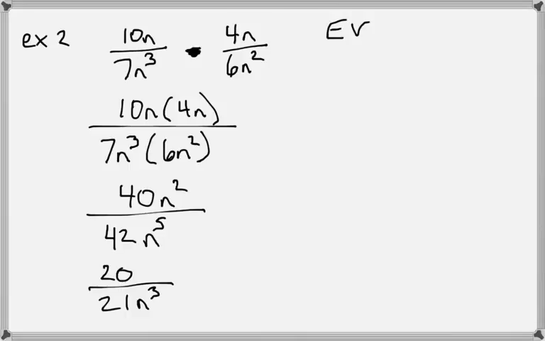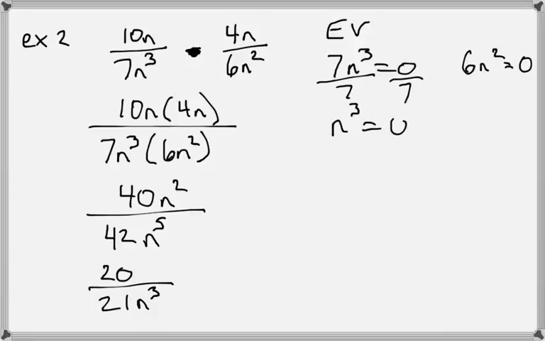So from here, now I have to find my excluded values. They come from our original denominator. So I'm going to take the 7n cubed, and I'm going to set it equal to 0, and I'm going to take the 6n squared and set it equal to 0. Now I have to solve. Here I'm going to divide both sides by 7. I get an n cubed is equal to 0. Take the cube root of both sides, I get an n is equal to 0.